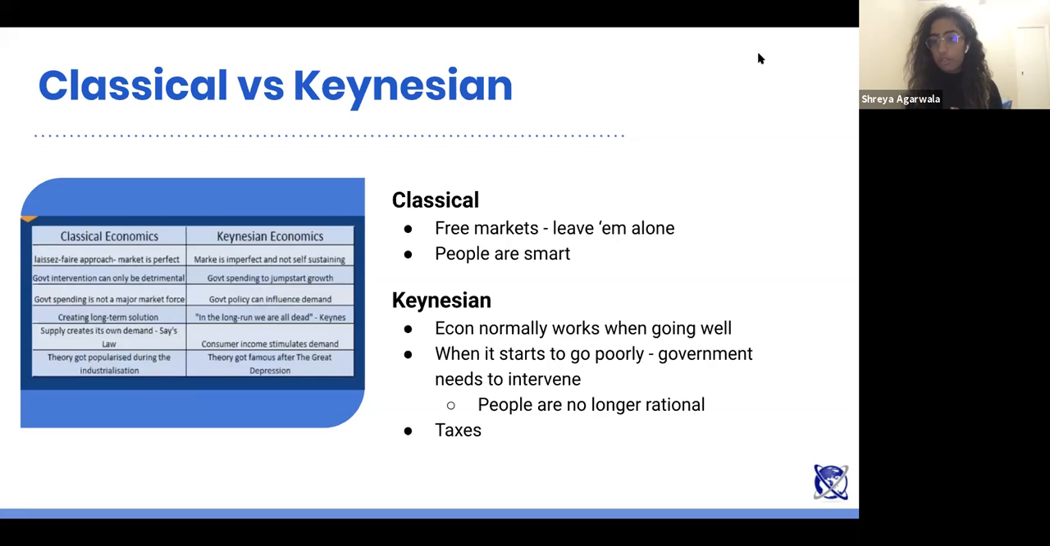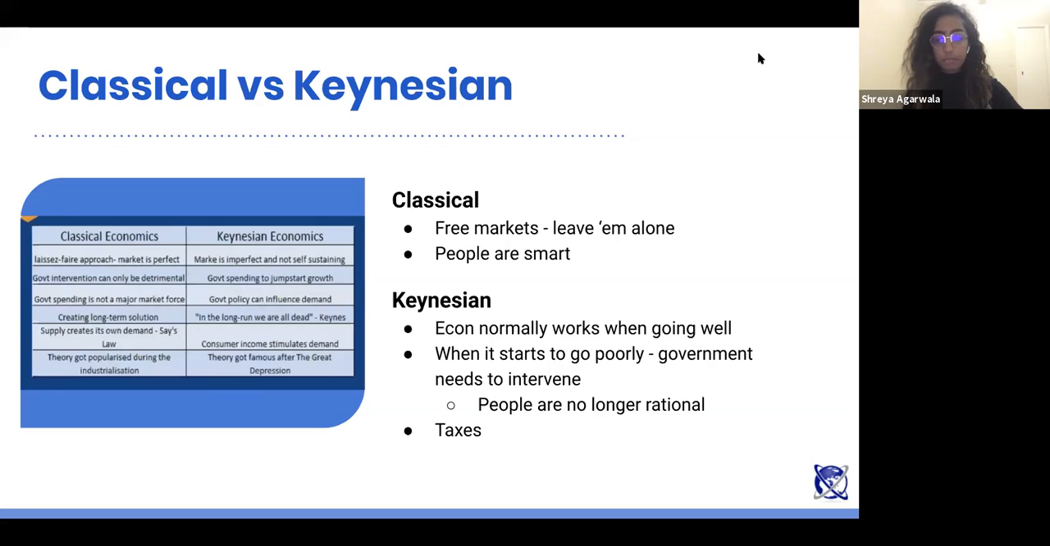As you can see, it also got famous after the Great Depression. So pretty obvious reasoning as to why one might believe this argument is because the economy went so poorly and the government really did have to step in a significant amount in order to improve it through policies like creating jobs or welfare programs, etc.